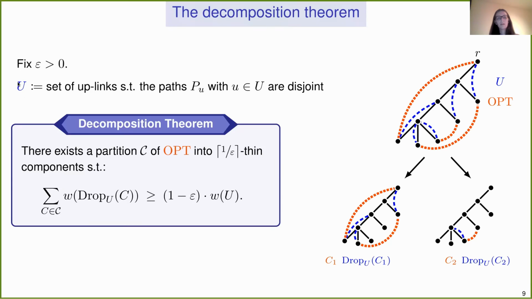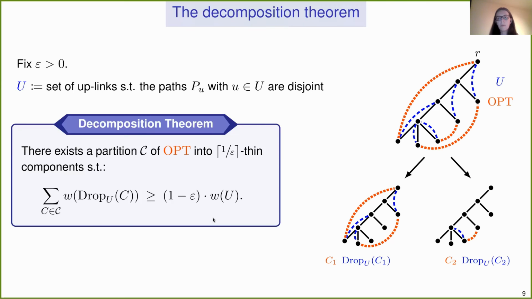The setting is the following. We have some constant epsilon, some positive epsilon, which will later appear in our approximation ratio. And then we have that set U, which is the set of uplinks where any two uplinks never cover the same edge. And here's the statement of the decomposition theorem. There exists a partition of the optimal solution into 1 over epsilon thin components such that we can lower bound the weights of the drops of these components, summed over all components, by this expression here.